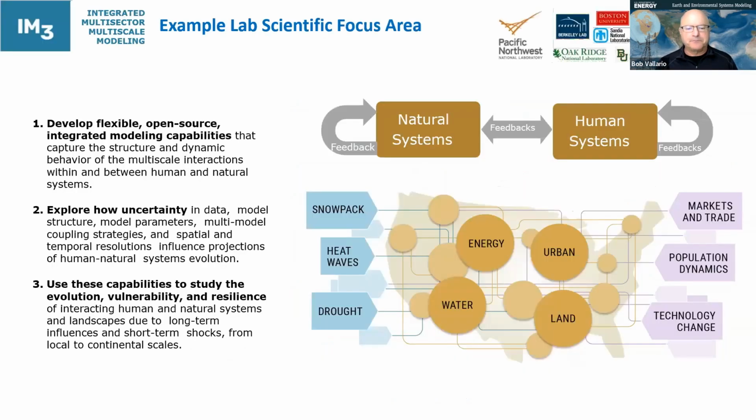Next slide, please. So this is an example project, the integrated multi-sector, multi-scale modeling activity. You can see its intent is to develop flexible open source capabilities. They have more of a regional to local focus. Their current project, and this is again a national lab scientific focus area, or SFA, is focused on looking at the energy, urban, land, water interactions and systems, with influences that include snowpack, heat waves, drought, markets and trade, population dynamics, and technology change. And they study the evolution and the tipping points, and there's a very strong capability in Western water and the energy system and agriculture.